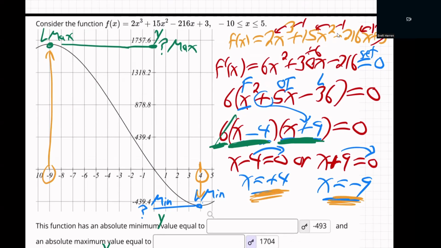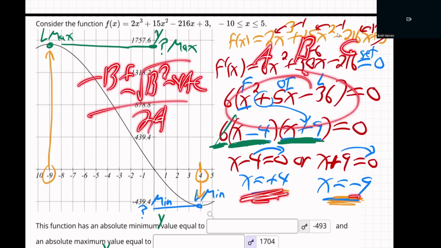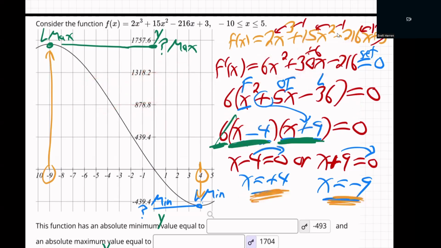By the way, if you have trouble with this factoring, you could do the quadratic formula: negative b plus or minus the square root of b squared minus 4ac, all over 2a. Just put in this as a, b, and c, and you get the same two answers, 4 and minus 9. You can always do that instead of factoring. Okay, anyway, we have our two x values.